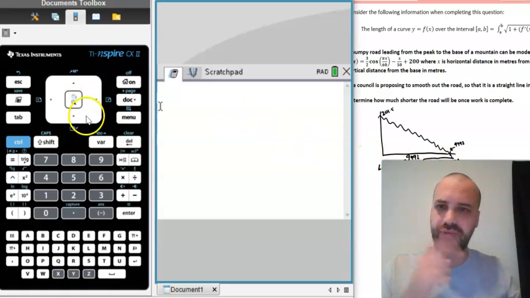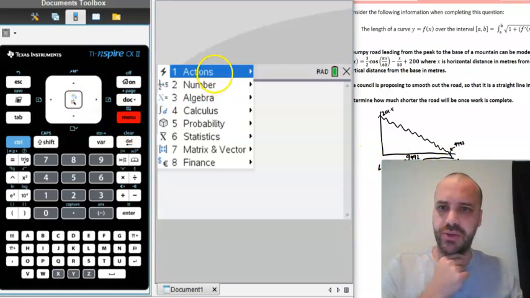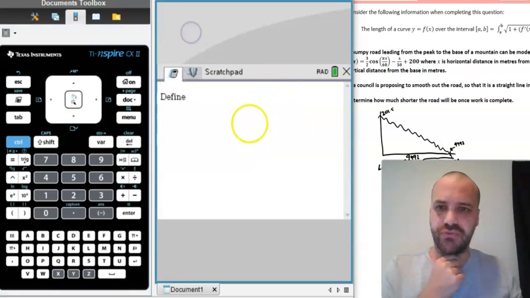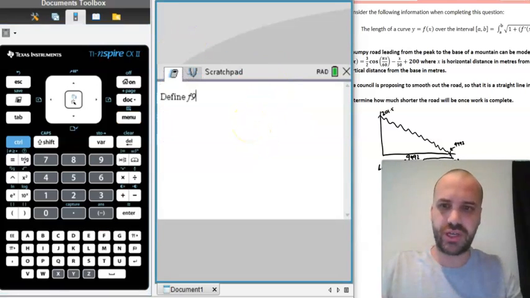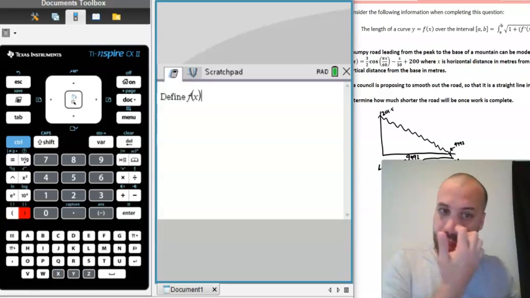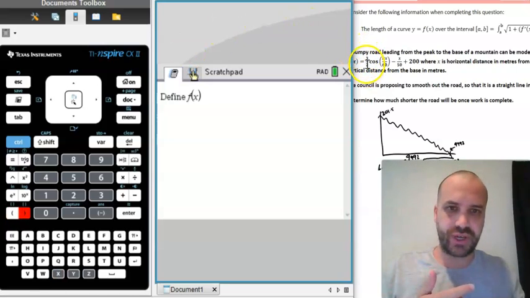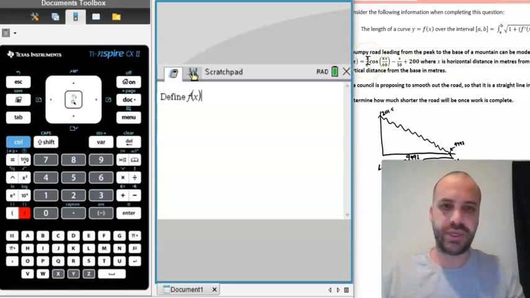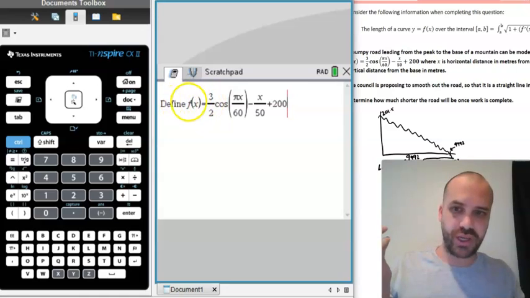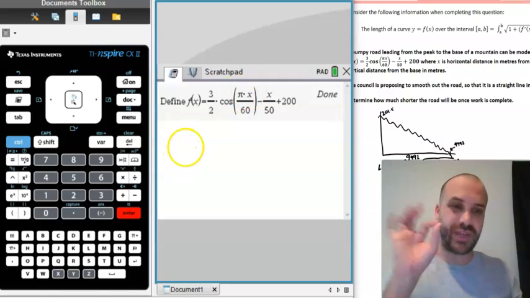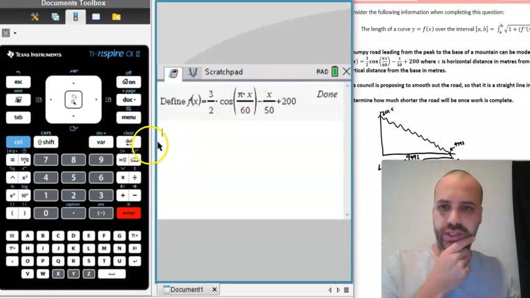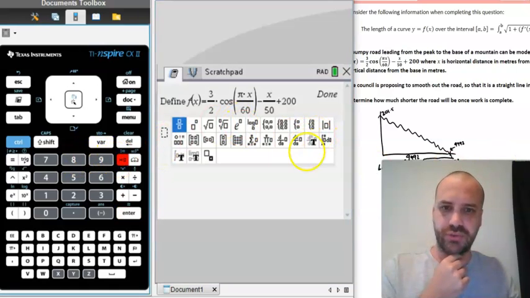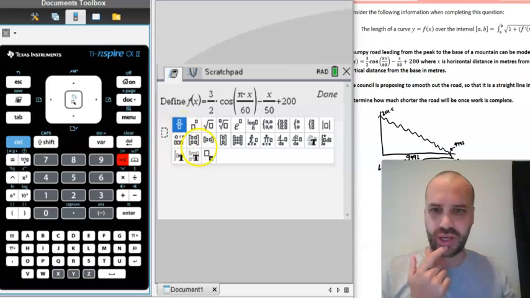So I'm going to make my life a little bit easier by going menu, actions, and I'm going to define a function. So I'm going to define f of x as this function right here, and then just equals and type all that in. You don't need to watch me do that. All right, so I'm defining my function as, let's make sure I've written it all in correctly, yes. And that means I now can call on that function. So let's now do this formula. And that's going to make my life a little bit easier when I do this formula, I think.